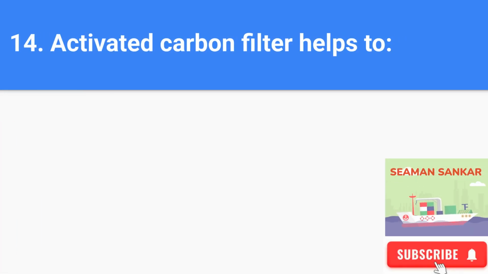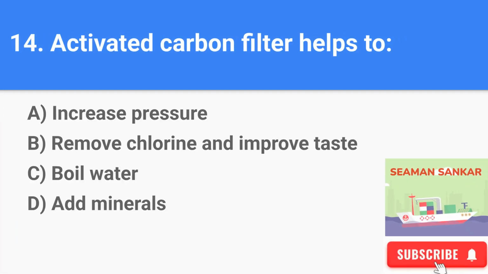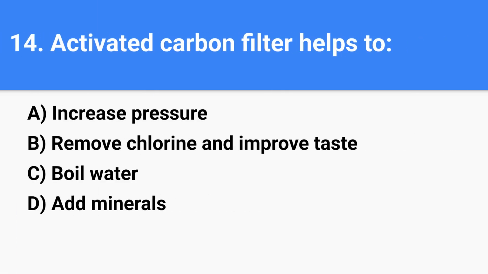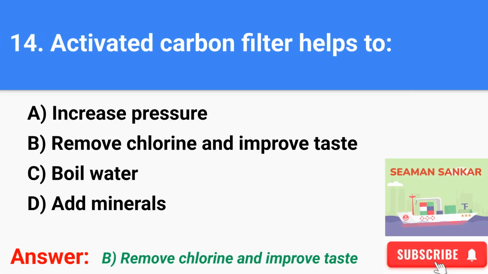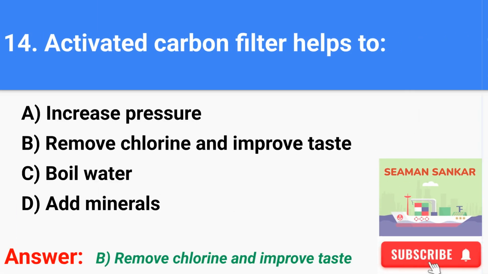Question 14. An activated carbon filter helps to A. Increase pressure, B. Remove chlorine and improve taste, C. Boil water, or D. Add minerals. The primary function of an activated carbon filter is B. To remove chlorine and improve the taste and odor of the water.